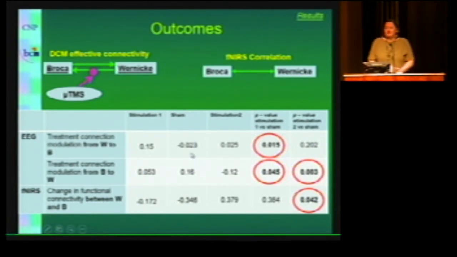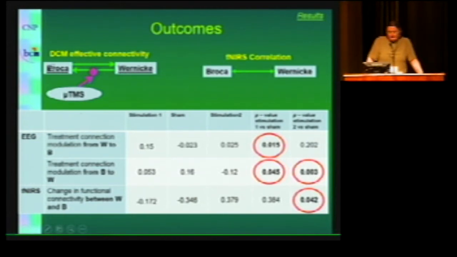So people sit for half an hour thinking that they are getting stimulation, but they don't. The connectivity decreases. However, from Wernicke to Broca, that was the specific targeted connectivity. Stimulation 1 increases this connectivity, and that's significant. And stimulation 2 also increases this particular connectivity, but not to the same extent. So it's not a significant difference. So that's the connection that we targeted to increase from Wernicke to Broca.